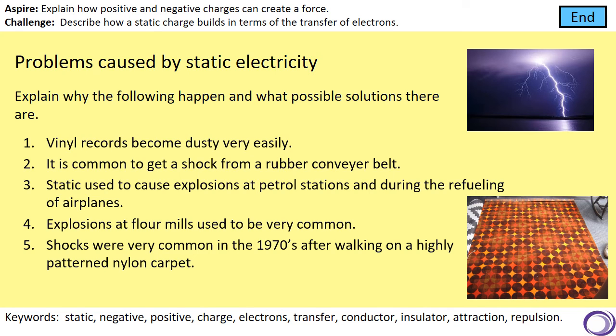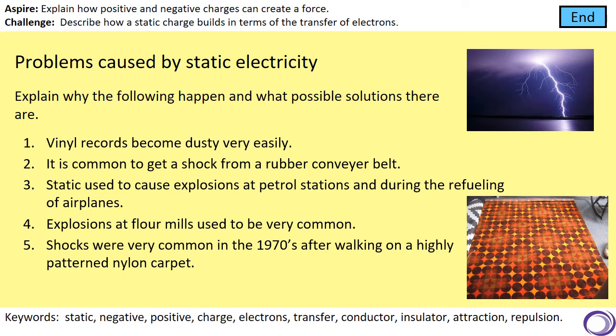Number three, we talked about refuelling of airplanes, but it's also the same at petrol stations. We've got fuel moving through rubber or plastic pipe so we can build up static. You can then potentially get a spark jumping from the nozzle of your petrol filler onto your car, and if you've got petrol vapour there, you'll get an explosion. So the pipe that sends the fuel to your car will be earthed to ground so that charge can't build up.